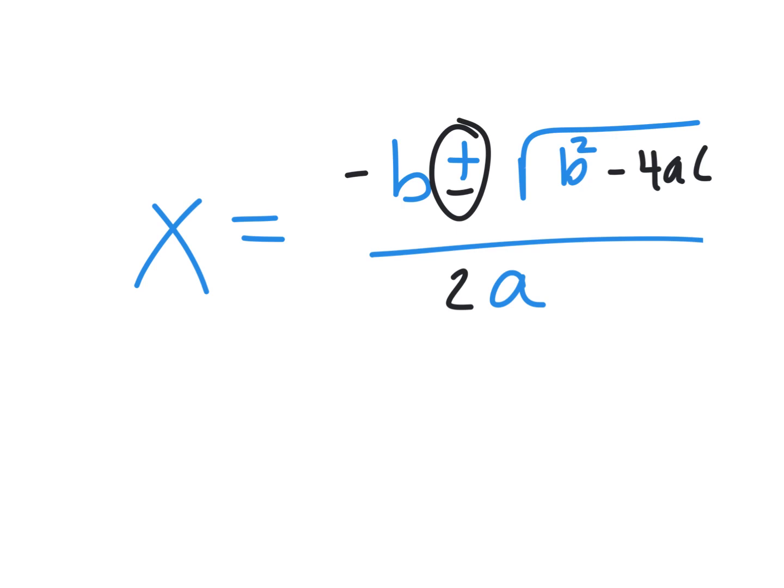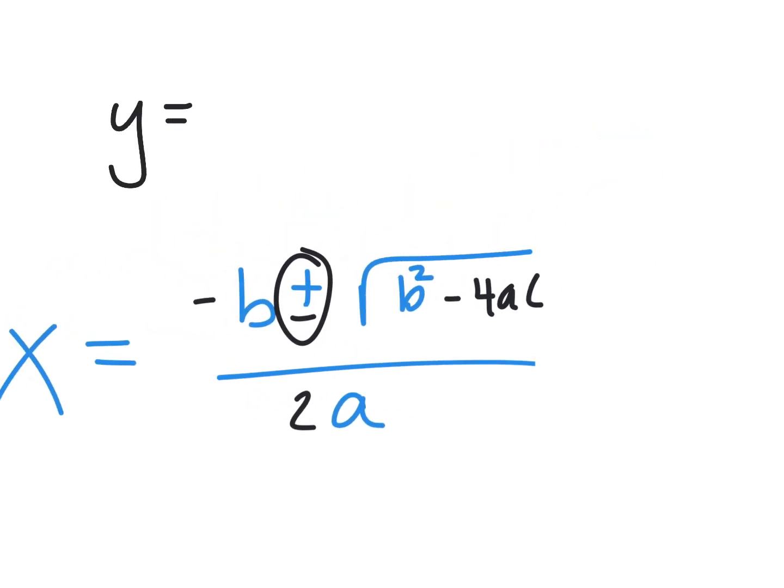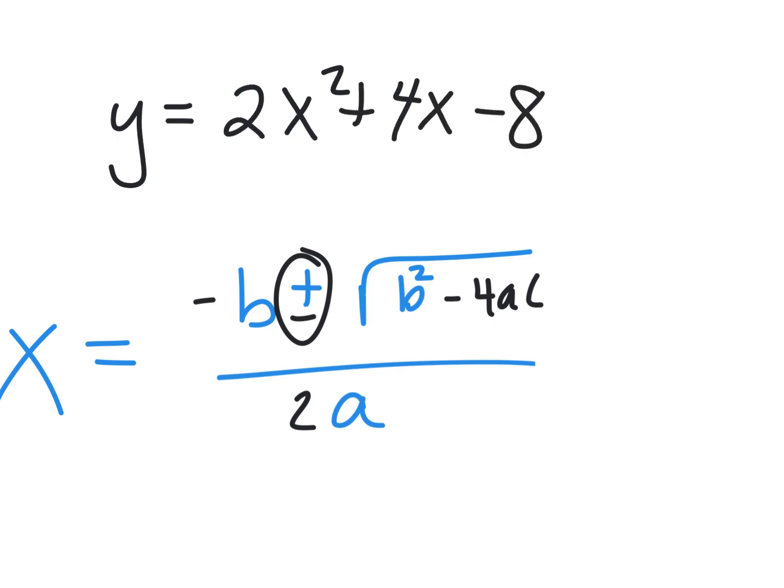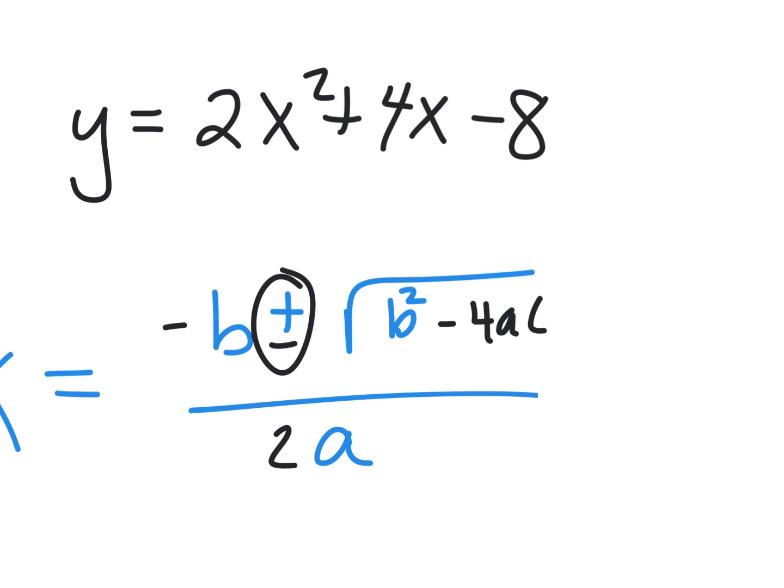So what are the a, the b, and the c? I'm going to show you. If I have an equation like this, do you get that that would be a, and that would be b, and that would be c? They're the 3 numbers we have in the formula, and they're in order. So it's not really hard to find them. Here, a is 2, b is 4, and c is -8.